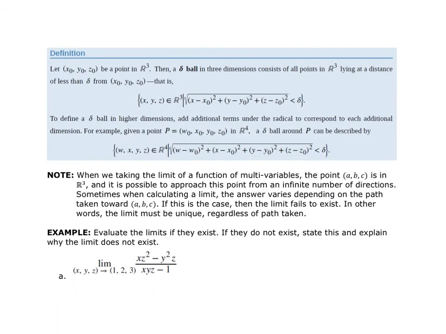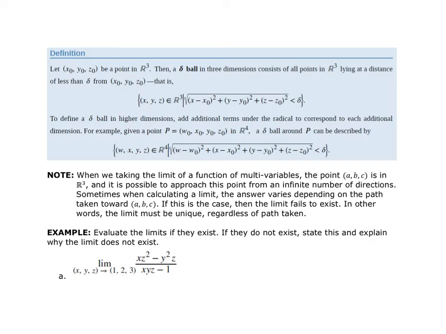So here's a definition for the limit on our x, y, and z. Notice that we have x minus x naught squared, plus y minus y naught squared, plus z minus z naught squared, is less than epsilon. We have a ball, and then of course we can go to higher dimensions, w, x, y, and z, and we can continue to do so. Now take note that since we are approaching our point in an infinite number of directions, we do have to think about the path that we take to get there.